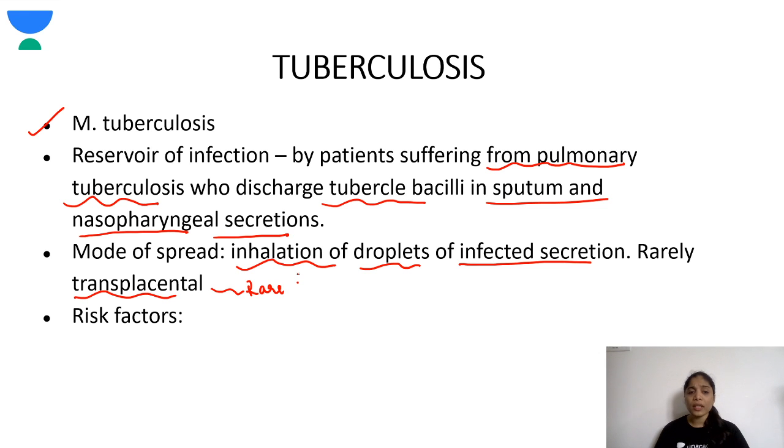What are the risk factors? Who are the children who are at very much risk to develop tuberculosis? So firstly, a child who is undernourished, so malnutrition. Then children with primary or secondary immune deficiencies.